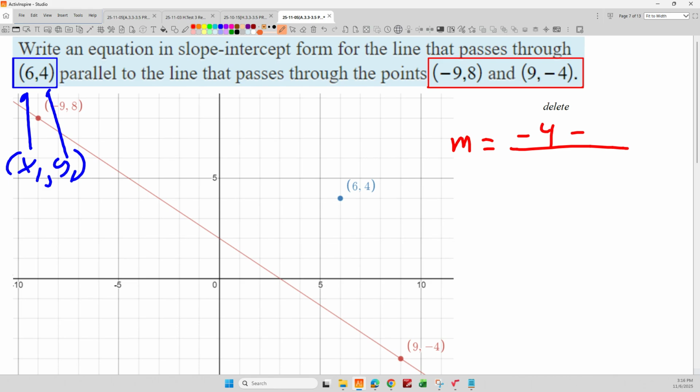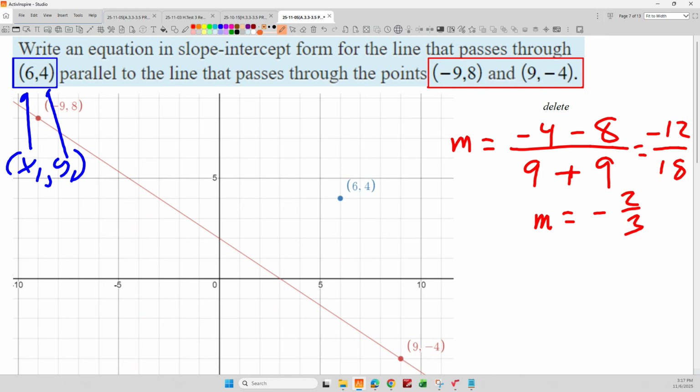So right y value minus left y value over the same as 9 plus 9 then, right? Subtracting a negative. Okay, so that gives me -12 over 18. What does that reduce to? What could I divide into both top and the bottom? 6, yeah. So my slope is equal to then what? -2/3? Okay.